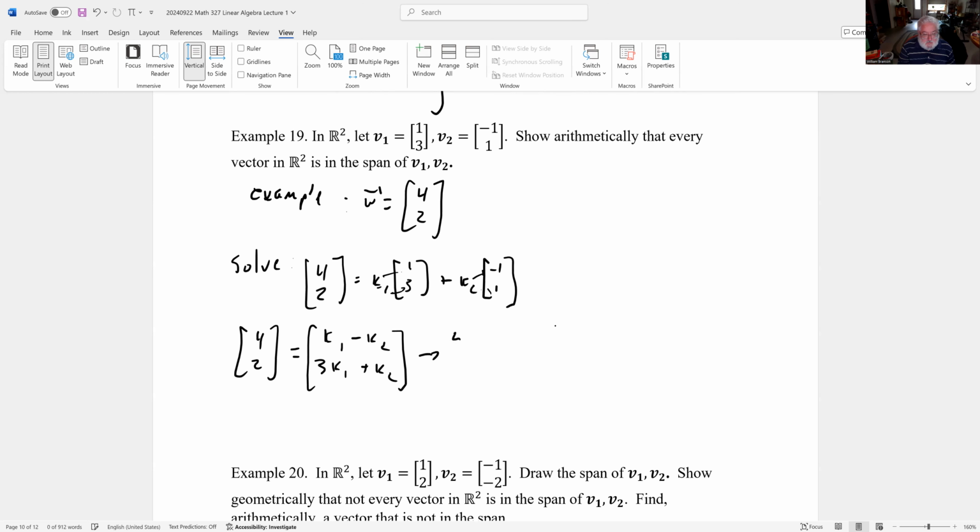And so what we need to be true there is that 4 has to be K1 minus K2, and 2 has to be 3K1 plus K2. So how do we solve this? We use something called reduction, which means I want to add these two together, and that'll eliminate my K2s. So I get 6 equals 4K1. So K1 equals 3 halves.